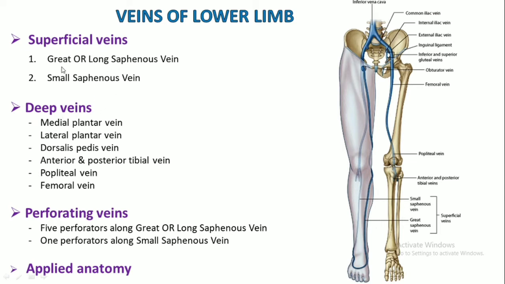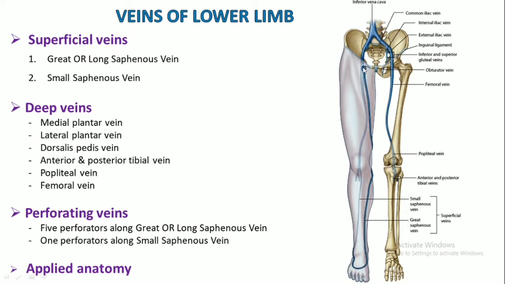In the superficial veins, there is the great or long saphenous vein. Second is the small saphenous vein. In the deep veins, there are many veins: medial plantar vein, lateral plantar vein, dorsalis pedis vein, anterior and posterior tibial vein, popliteal vein, and the femoral vein. Perforating veins, we will see in detail, and the applied anatomy in the second part of this lecture.